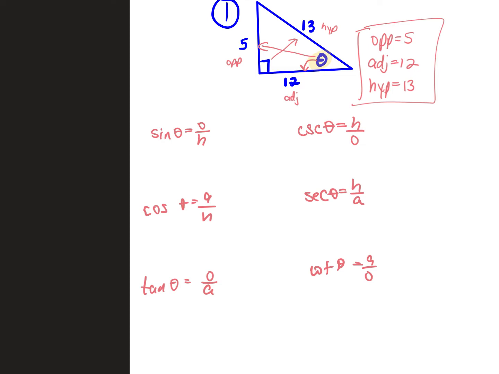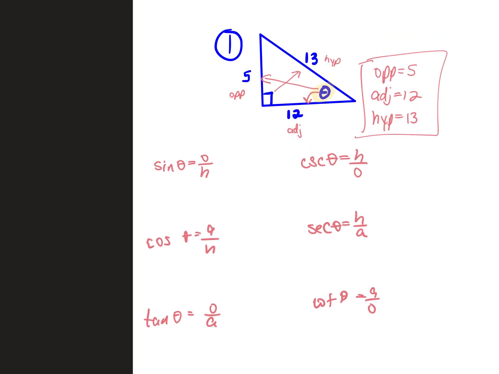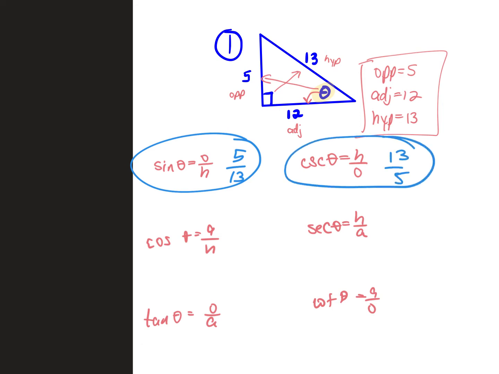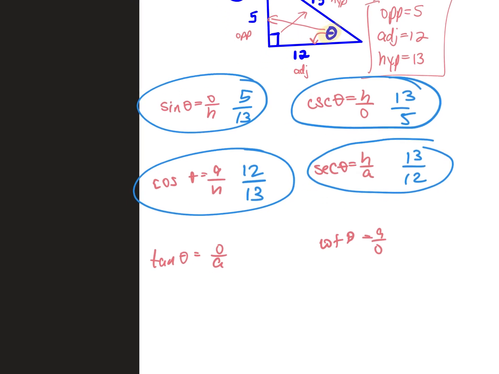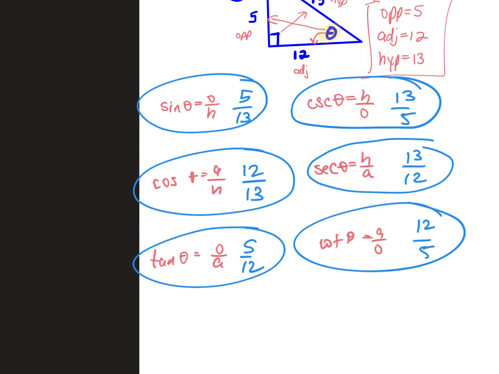We got this. Opposite over hypotenuse, what's my sine? 5 over 13. Good. So what's the cosecant? 13 over 5. Good, Josh. All right, cosine is what over what? 12 over 13. Thank you. So my secant is 13 over 12. Perfect. Tangent. 5 over 12. Good. So what's the cotangent? 12 over 5. Perfect. Questions? Good job, guys.